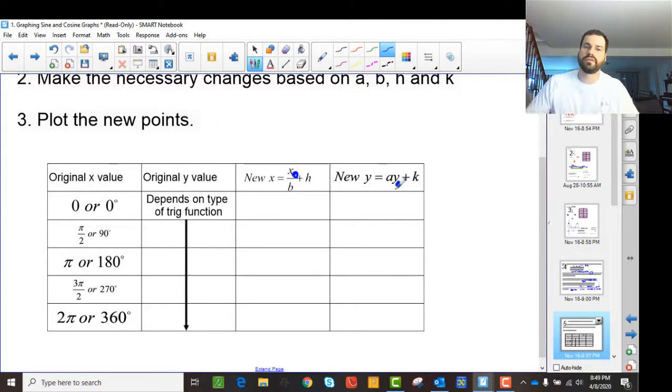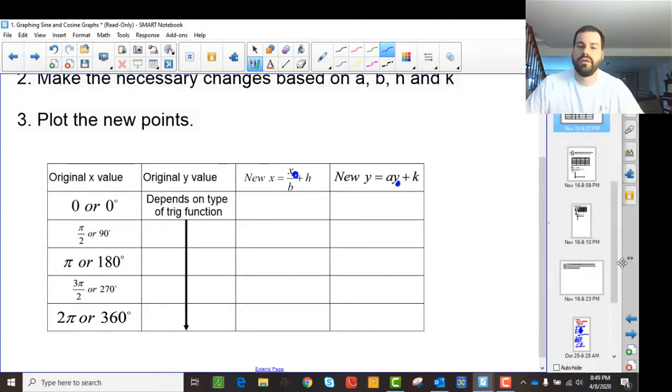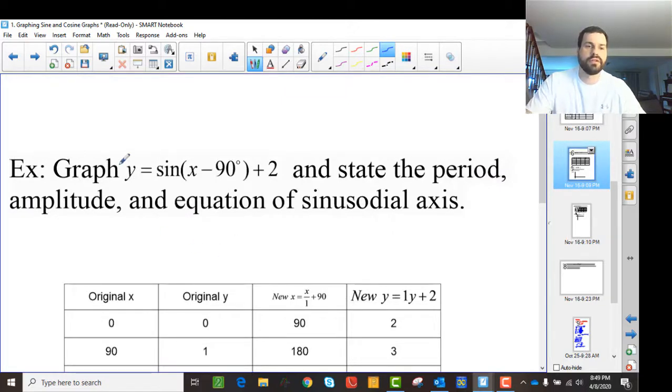So it's actually a fairly simple process once we get into it, and I'll show you a couple of examples. But it's important that you know how to do the transformation to get those new points. And then once we have the new points, we just plot those points as our graph, okay? So let's look at an example. So let's graph y equals sine of (x minus 90 degrees) plus 2.